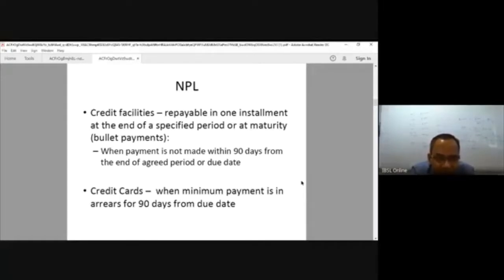If the minimum payment is also not made, which is in arrears for 90 days from the due date, then for credit card also that becomes a non-performing advance. That is basically about non-performing advance. I mean, how do you look at a performing advance and a non-performing advance?